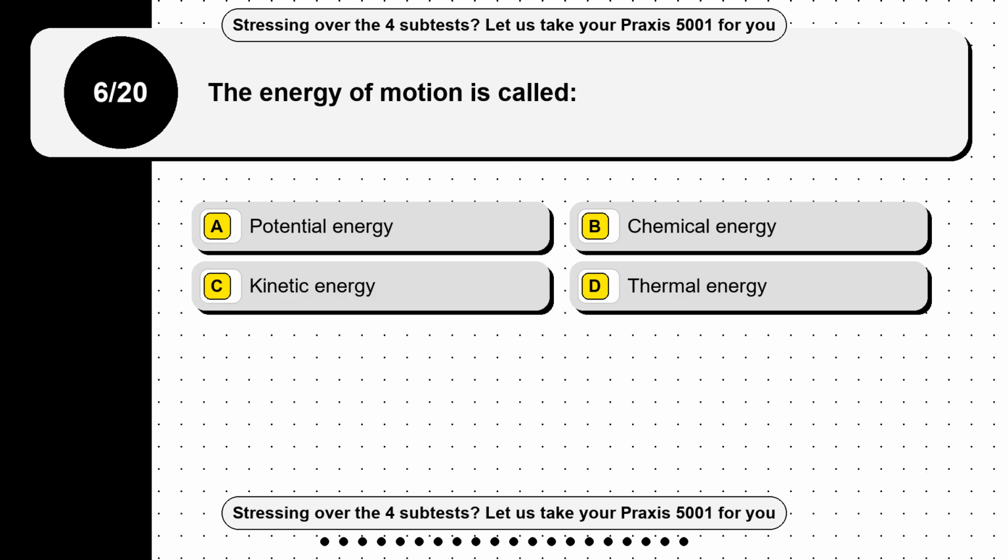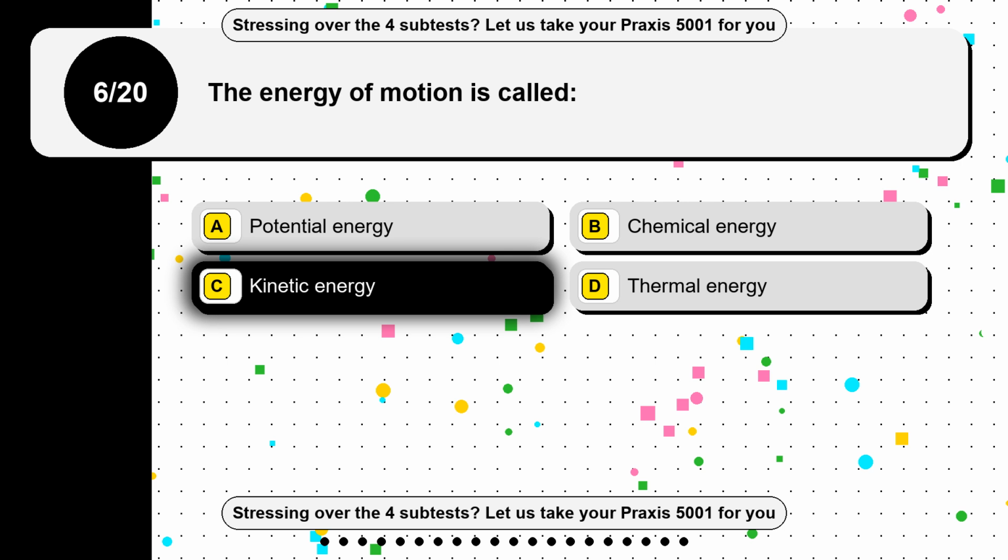Question 6. The energy of motion is called. Option A, potential energy. Option B, chemical energy. Option C, kinetic energy. Option D, thermal energy. The correct answer is option C, kinetic energy.